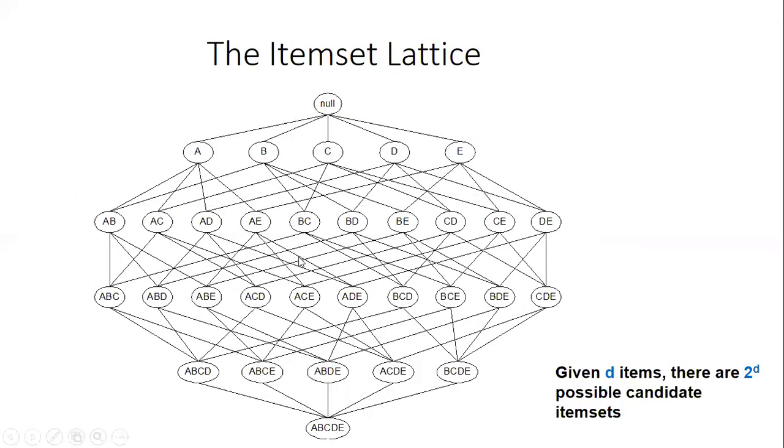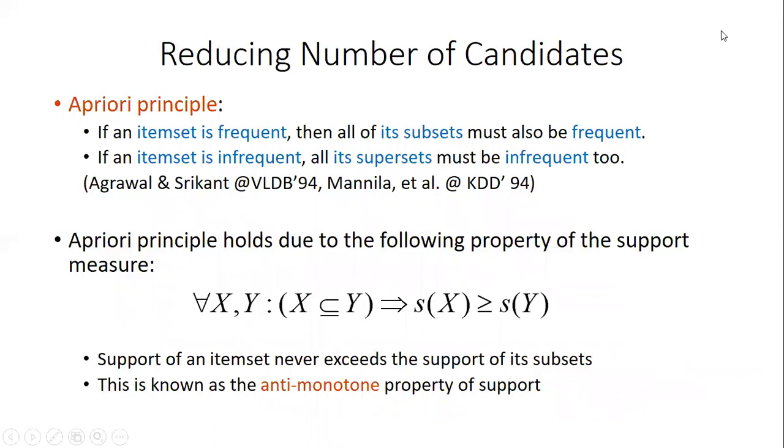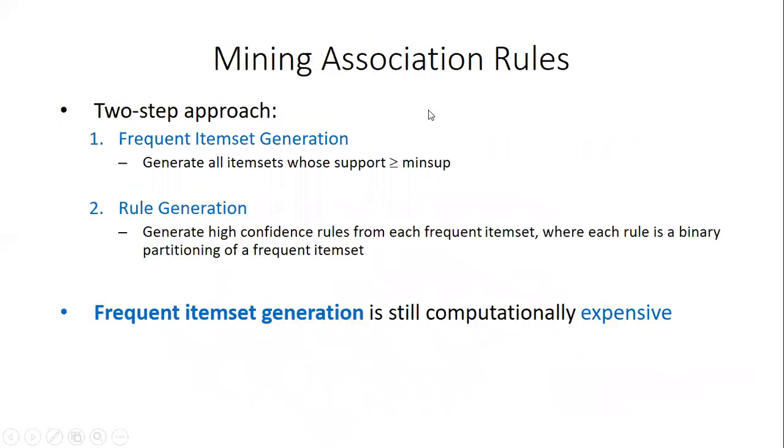To overcome this, two people worked on it and came up with one good algorithm which became most popular. That algorithm is called the Apriori algorithm. What is the basic focus of this Apriori algorithm? To reduce the number of candidates. As I showed in the previous slide, in the two-step approach, the first step is frequent item set generation, and the second step is rule generation.